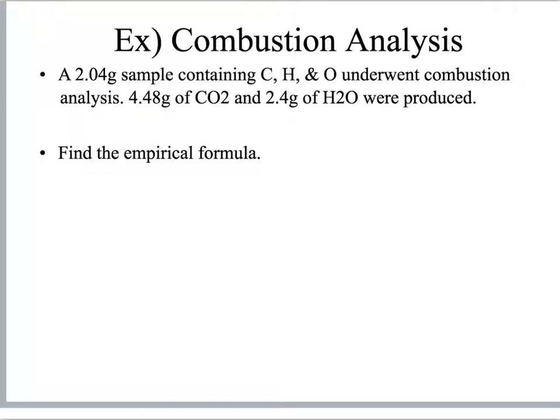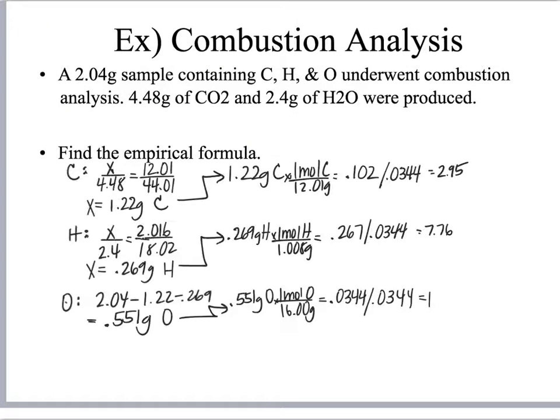Here's another example of a combustion analysis problem. It's the exact same format as the prior problem, so give this one a shot by pausing the video, and then I will put up all the work for the answer at the end. Okay, so this is the math behind finding the empirical formula for this particular problem. I use the method of setting up proportions to figure out the mass of the carbon and hydrogen instead of going through the factor label process just to save space. But again, either way is fine.